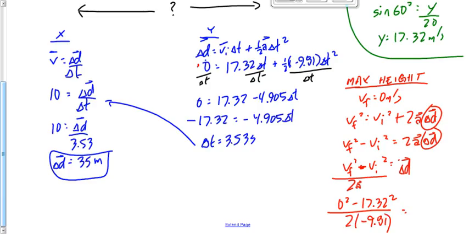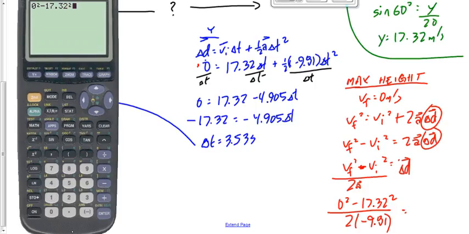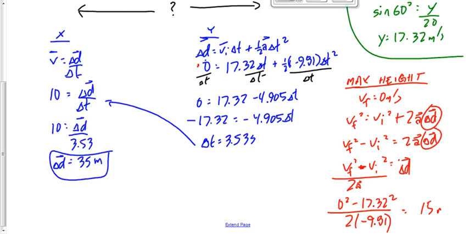Let's do that one on the calculator here together. 0 squared minus 17.32 squared. Let's press equals on that. And let's divide that by, use some brackets on the bottom, 2 times negative 9.81. And we end up getting 15.3, or should just be 15 meters, I guess. How high is this ball going to go at its max height? 15 meters.